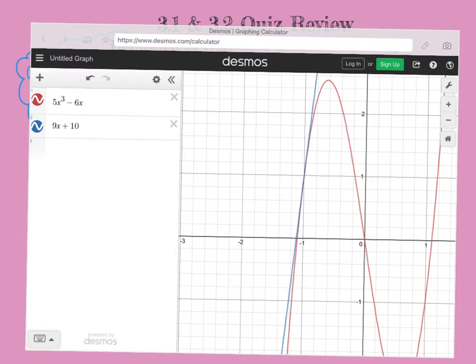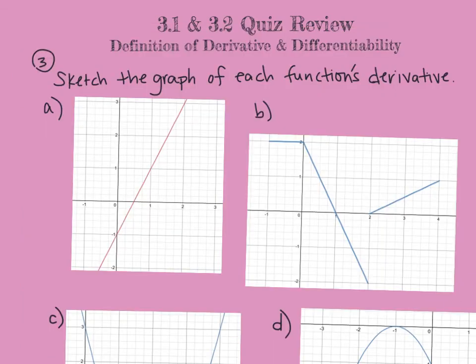at x equals -1. For problem number 3 that has us sketching the derivative of each function, I'm going to actually sketch it on top of the function and talk through it rather than have it already written all out, because I think this is probably the most difficult one. So part A, it's just a linear function, but it's not horizontal.